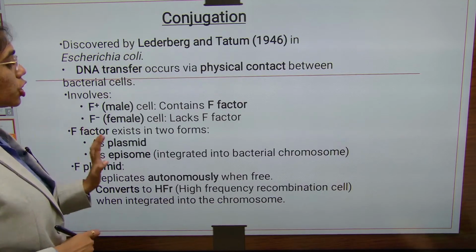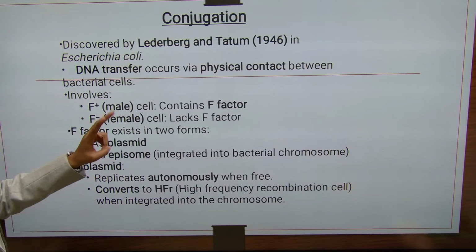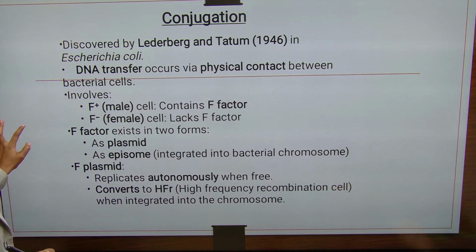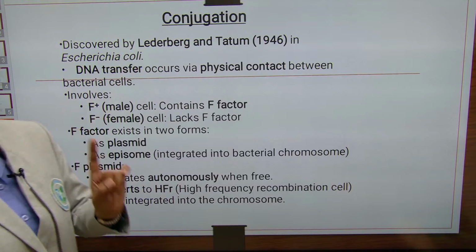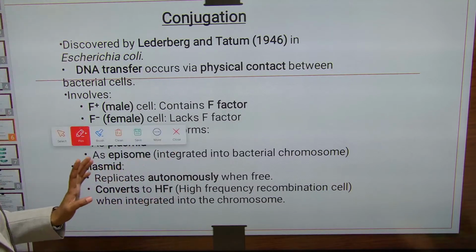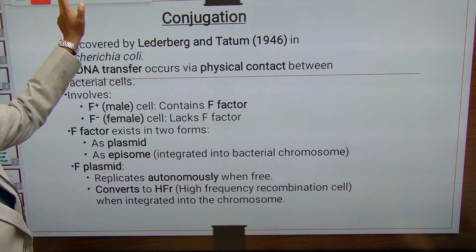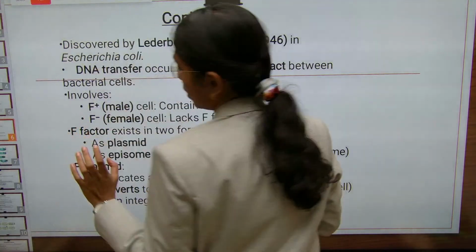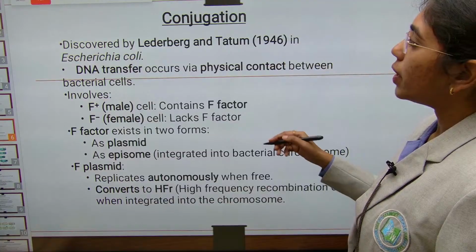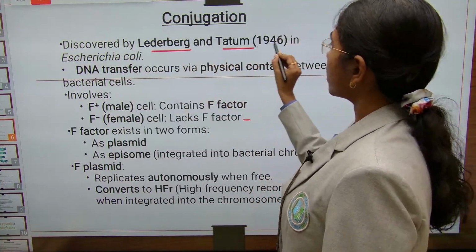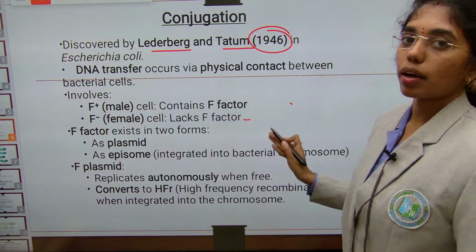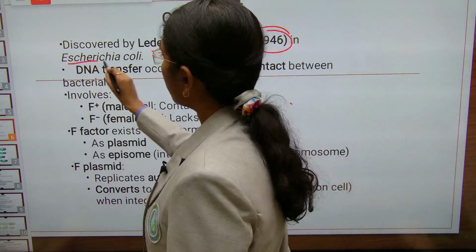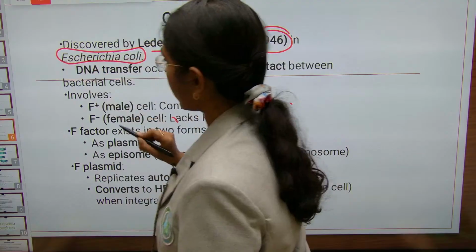Now, next we are moving on to the second type of sexual recombination, that is conjugation. Listen carefully, we are dealing from basics to advanced level. This was discovered by Lederberg and Tatum in the year 1946. And for conjugation, the model organism is Escherichia coli.